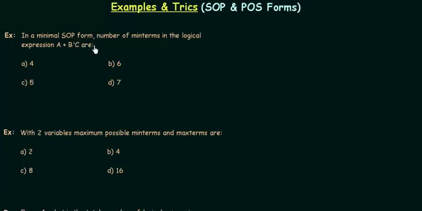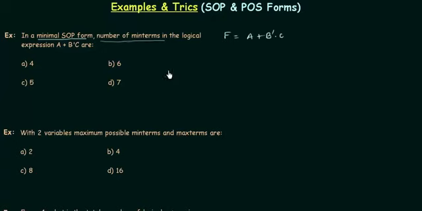In a minimal SOP form, the number of minterms in the logical expression A or B complement and C are. So we have a logical expression, let's say for function f, equal to A or B complement and C. This is the representation that we call the minimal SOP form. We want the canonical or standard SOP form so that we may have the number of minterms. We have to count the number of minterms when we have the canonical SOP form.